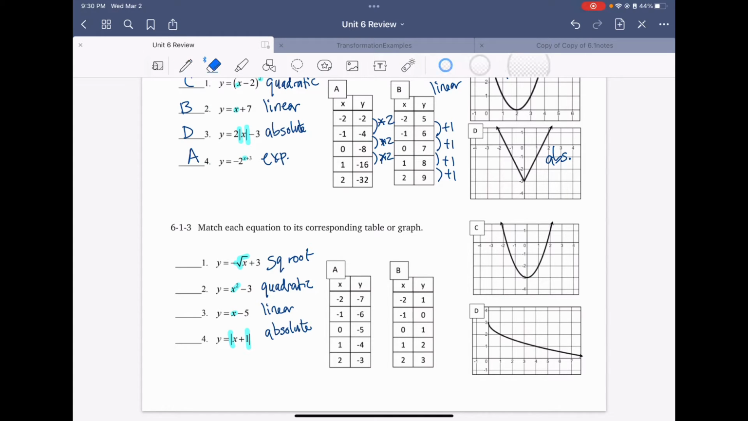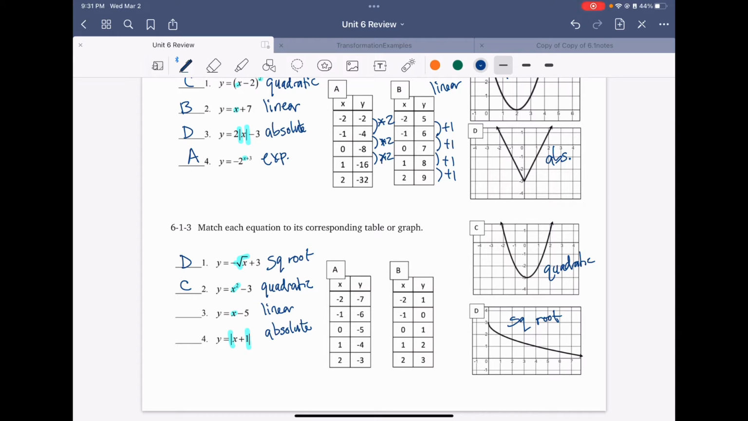All right, so looking at the graphs, I have a parabola again, so that's my quadratic. And then I have one of these slopey ones. So is this going to be an exponential or a square root? Well, it stops right there, so it's going to be a square root. All right, so let's match those up. My quadratic is C, so that's number 2. And then my square root is D, so that's number 1.